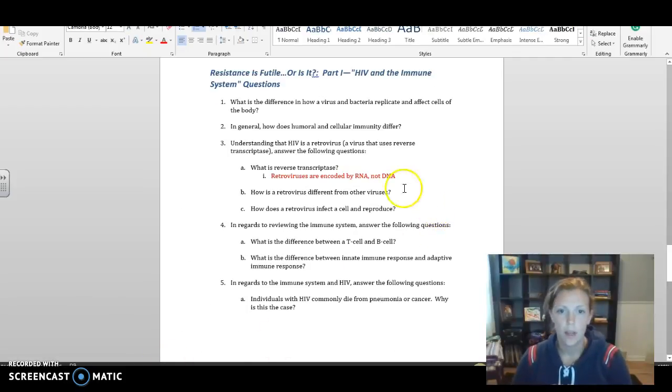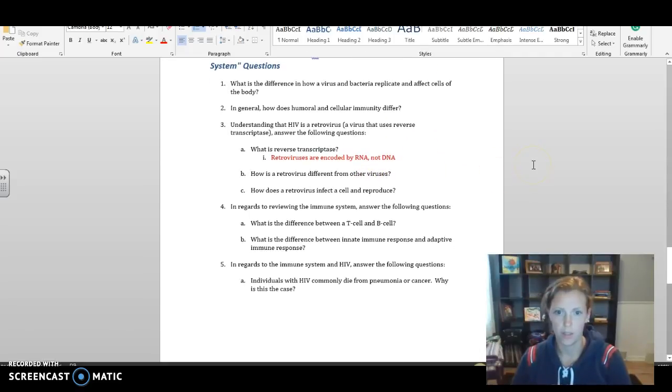For what is reverse transcriptase, that can be a really tough question, and I wanted to give you a head start on that. I want you to know that a retrovirus is encoded by RNA and not DNA. Now that's not the full answer to that question, so don't just put that, but I think it'll help to get you on the right foot to answer it. So if you have questions about that, let me know. Otherwise, that's a good head start.